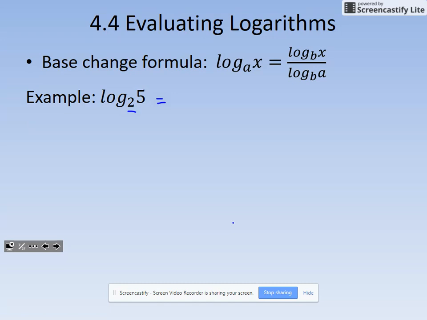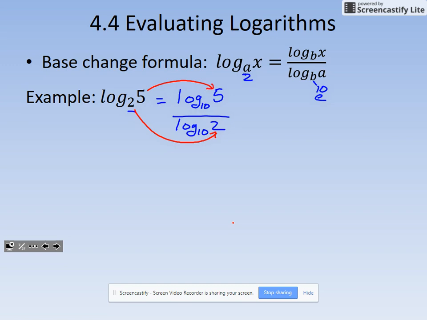So the base change formula, in this example, we start off with a 2 here. And for the b, we want to pick either base 10 or e. Let's do it both ways. So I can rewrite this as the log base 10 of 5 divided by the log base 10 of 2. The lower number here, the subscripted number, is going in the denominator. And our 5 here is going right there.